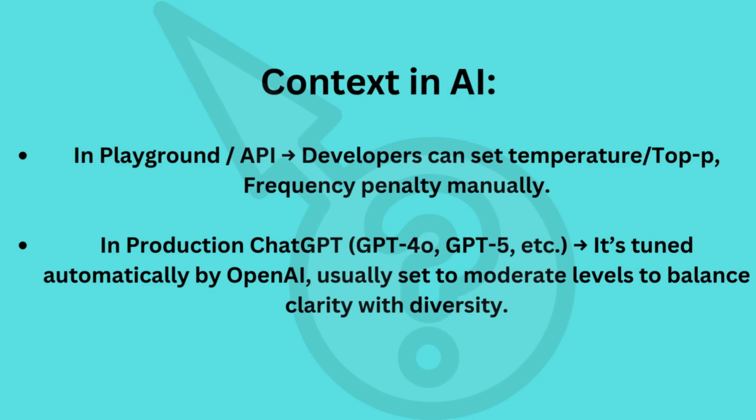So, in summary, when you are in the playground or API, you get full control. You can play around with settings like temperature, top P, and frequency penalty to see how the AI reacts. But in the regular ChatGPT app like GPT-4 or GPT-5, you don't see those controls because OpenAI already tunes them in the background. They usually keep it balanced, clear enough to be useful, but diverse enough to stay interesting.